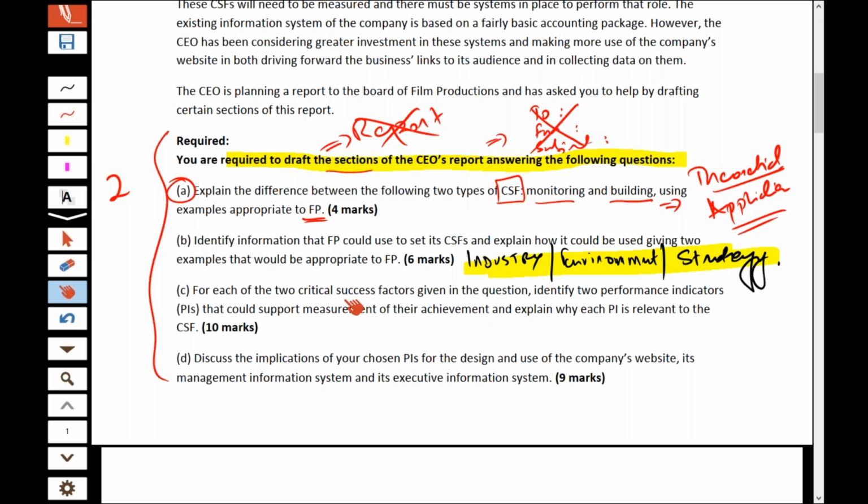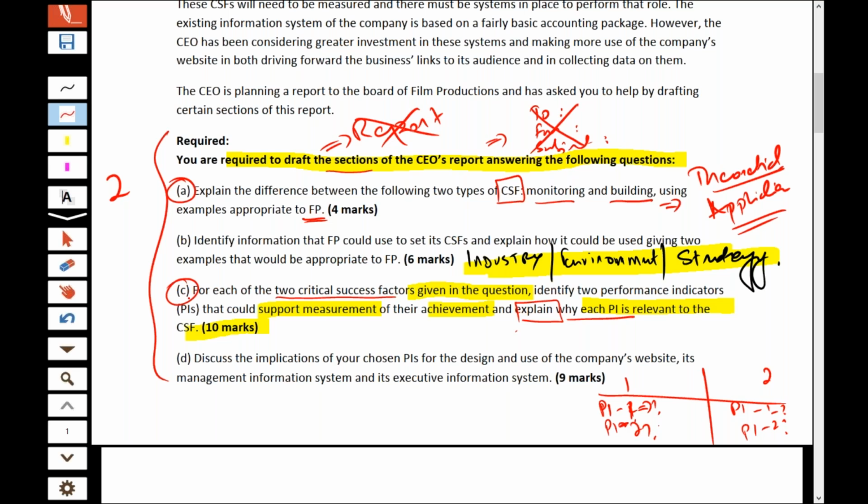Now, the next thing is for each of the two critical success factors given in the question. It says identify two performance indicators that could support measurement of their achievement and explain why each PI is relevant to the CSF. When you are reading a question like this, you need to split the question's requirement into multiple things. There are two critical success factors: critical success factor 1, critical success factor 2. You need to identify two performance indicators for each: performance indicator 1, performance indicator 2, performance indicator 1, performance indicator 2. That means there are 4 performance indicators that need to be used. And you need to explain why each PI is relevant. That is another requirement of the question which we will consider after reading the question.